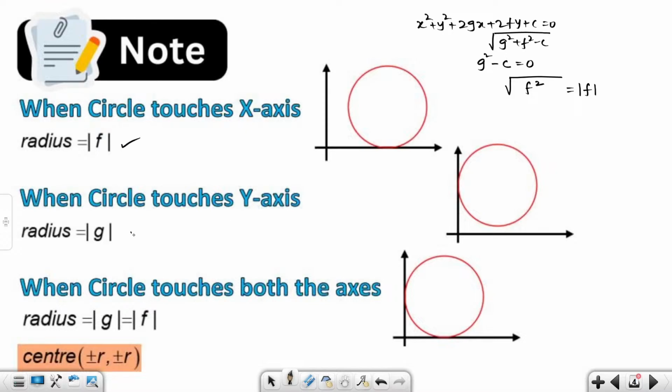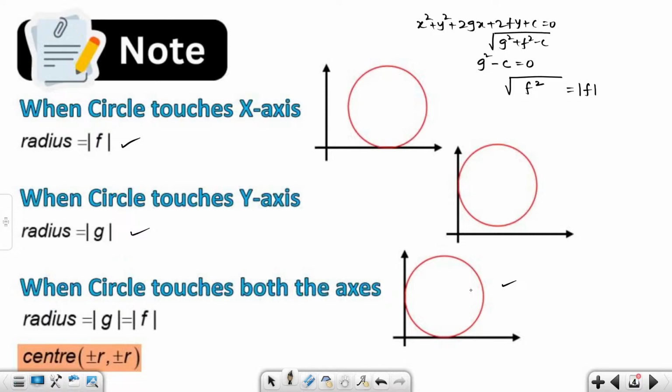The same thing with the y-axis. In that case, when the circle is touching the y-axis, its radius will be mod of g. And when the circle touches both the axes, then your radius will be either mod of g or mod of f, and its center will always be plus minus r, comma plus minus r. Why is it so? Because this situation can occur in 4 cases.